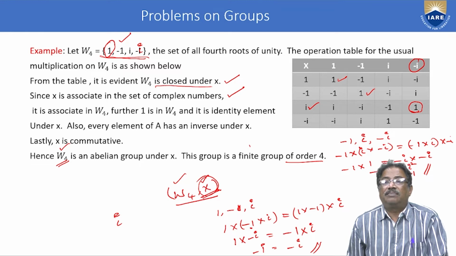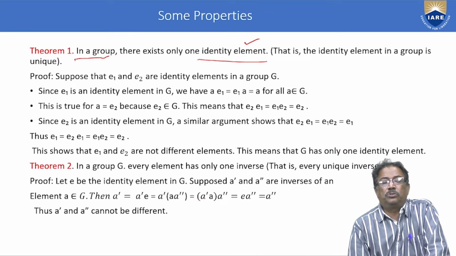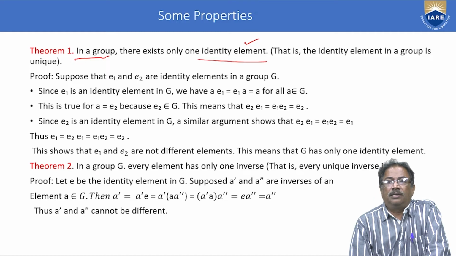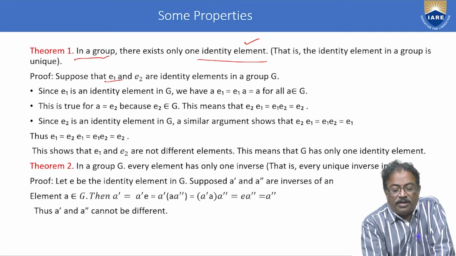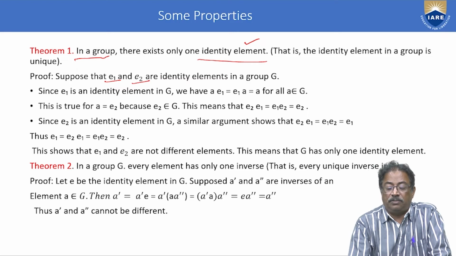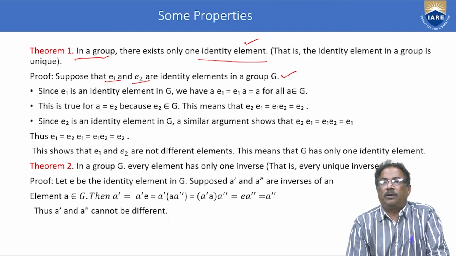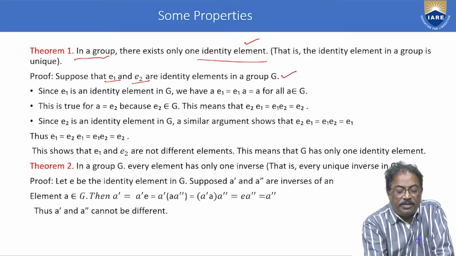So that means it does not have more than one identity element, that we are going to prove here. Let us assume, by contradiction, that it has two identity elements in a group. Let those two identity elements be E1 and E2.